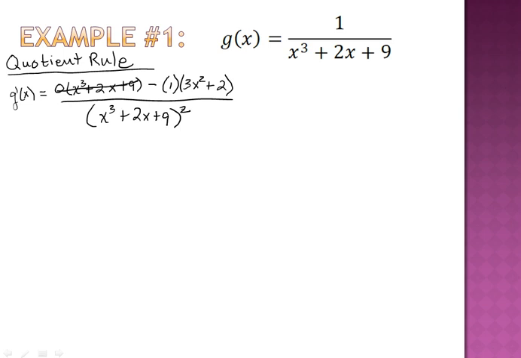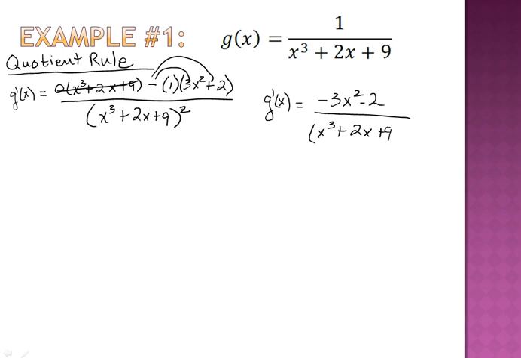Cleaning it up, 0 times anything is 0, and we'll distribute our negative 1. So we get g prime is negative 3x squared minus 2 all over x cubed plus 2x plus 9 squared.